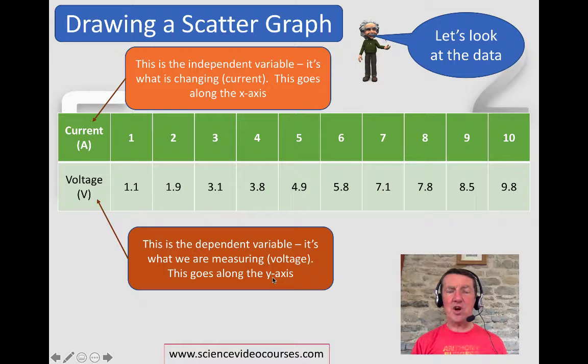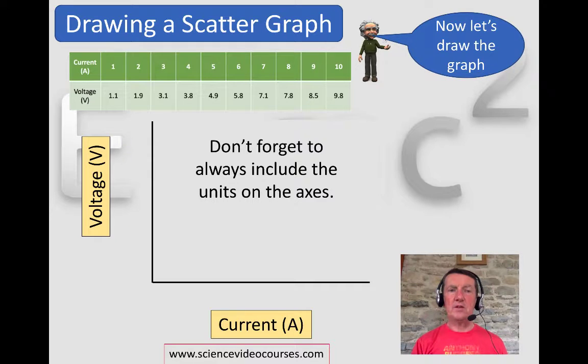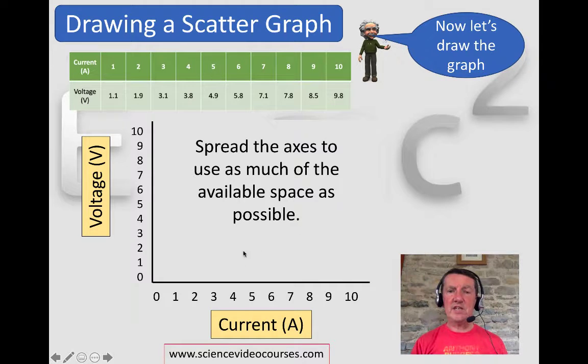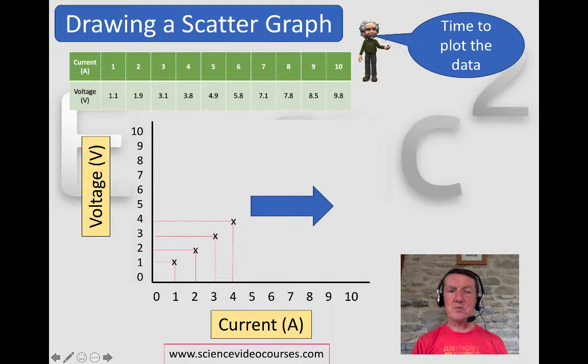Let's look now at the axes of the graph. So as we said, on the x-axis we've got current, on the y-axis we've got voltage, and notice we've got the units, volts and amps. Don't forget to always include units on the axes. And here's the data we want to start plotting, 0 to 10 for current and 0 to 10 for voltage. Spread the axes to use as much of the variable space as you possibly can. Let's start putting in the data points.